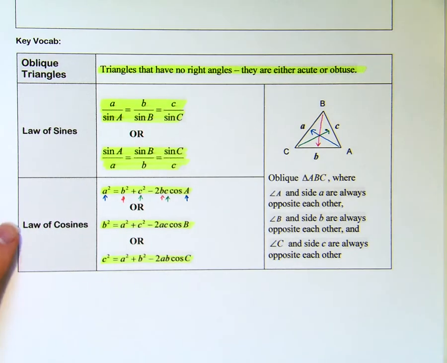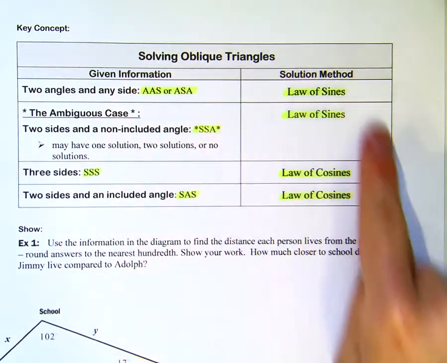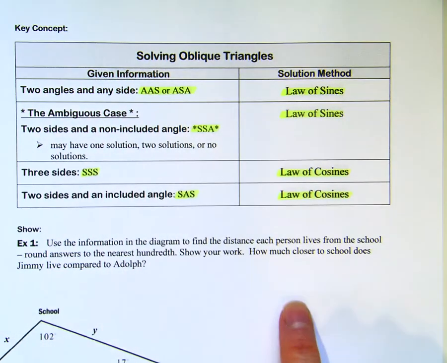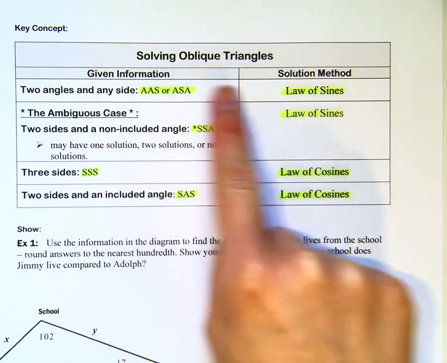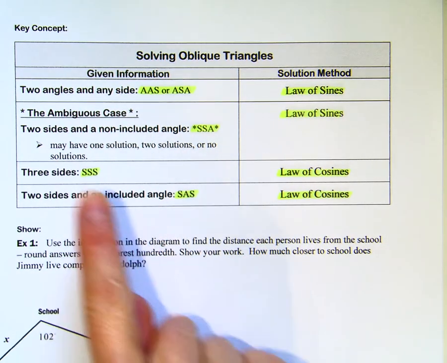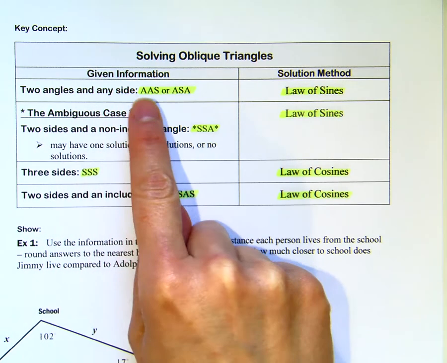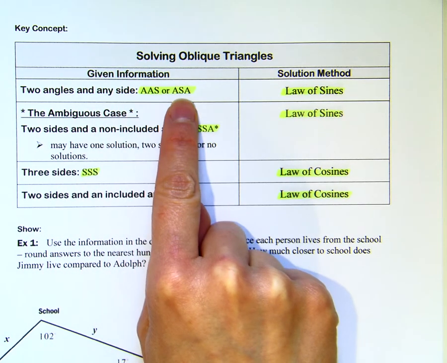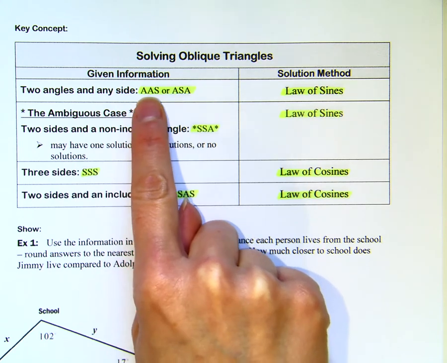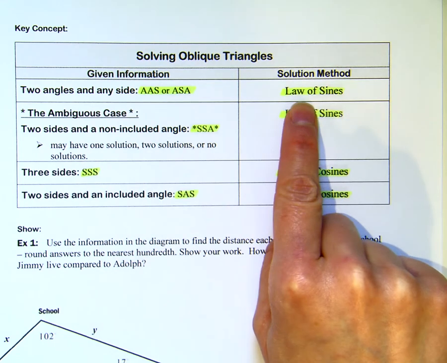We have these two rules. We need to know when they are applicable. Not every triangle will use both of these rules. So we have a nice little chart explaining to us when to use which triangle. The law that is used is going to be determined by the information that is given. If the problem gives us two angles and a side, whether the order is AAS or ASA, then we're going to utilize the law of sines.